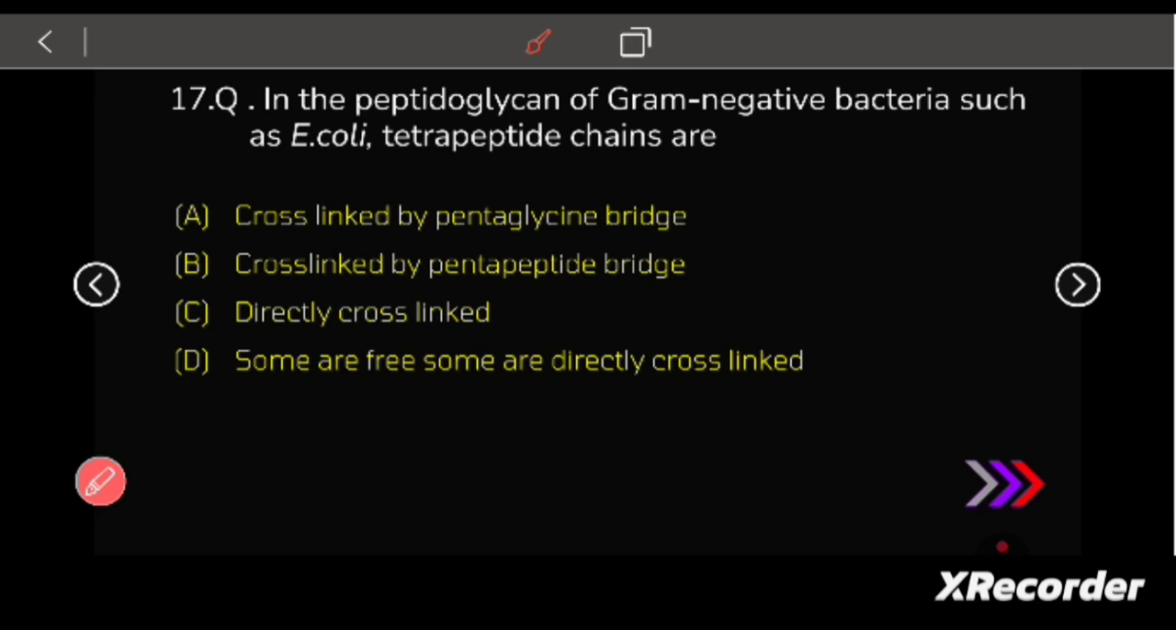Question number 17. In the peptidoglycan of gram-negative bacteria such as Escherichia coli, tetrapeptide chains are: A. Cross-linked by pentaglycine bridge, B. Cross-linked by pentapeptide bridge, C. Directly cross-linked, D. Some are free, some are directly cross-linked. In the peptidoglycan of gram-negative bacteria such as Escherichia coli, some tetrapeptide chains are free and some are directly cross-linked. Answer is D.